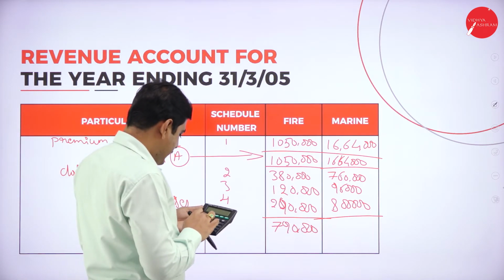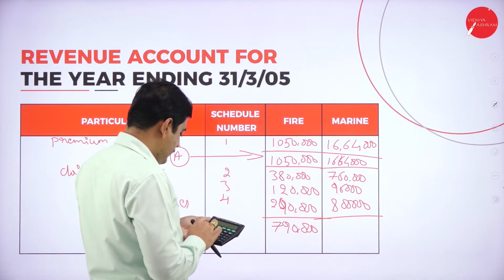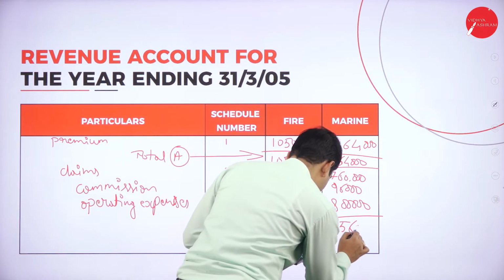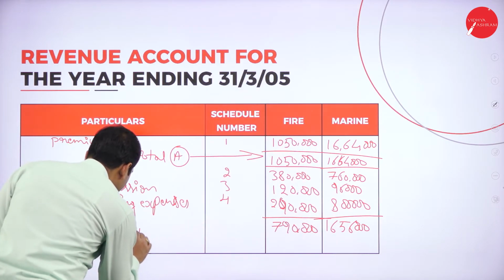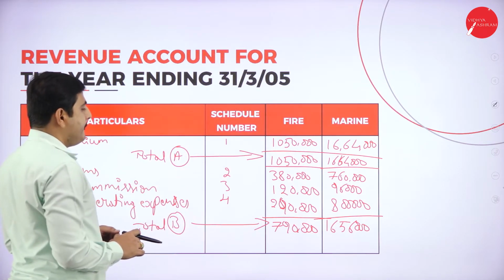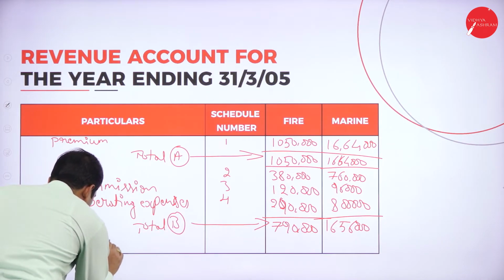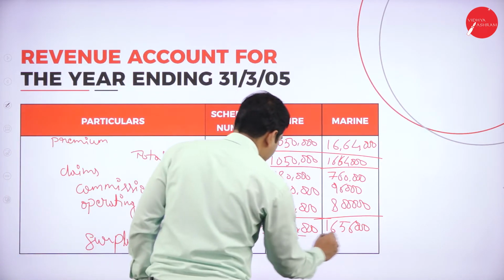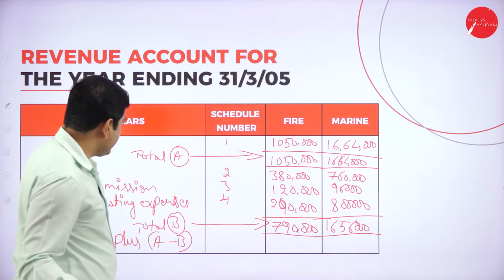Next one, 7,60,000 plus 96,000 plus 8 lakh. We'll get 16,56,000. So this is total B. Total B here. So if you deduct, surplus is A minus B. So let's deduct, A minus B is the surplus.